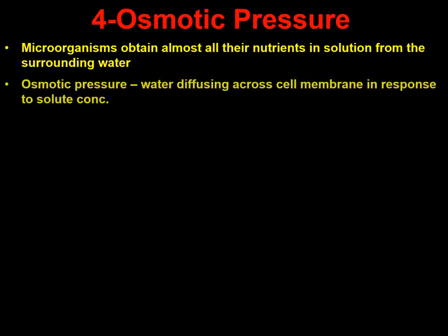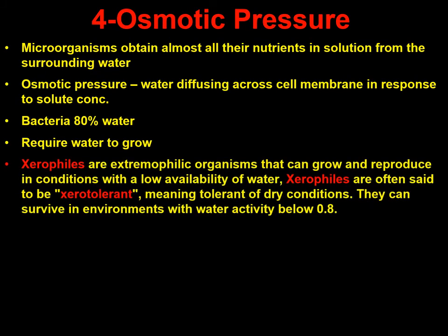The fourth factor affecting growth is osmotic pressure. Microorganisms obtain almost all their nutrients in solution from the surrounding water. Osmotic pressure is water diffusing across the cell membrane in response to salt concentration. Bacteria contain 70 to 80% water and require water to grow. A group of bacteria that live in adverse conditions are known as xerophiles. Xerophiles are extremophilic organisms that cannot grow and reproduce in conditions with a low availability of water. Xerophiles are often said to be xerotolerant, meaning tolerant of dry conditions.